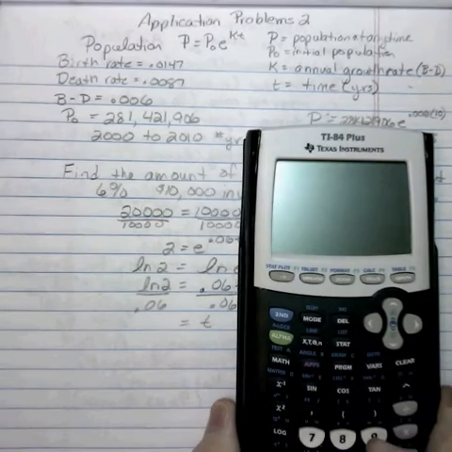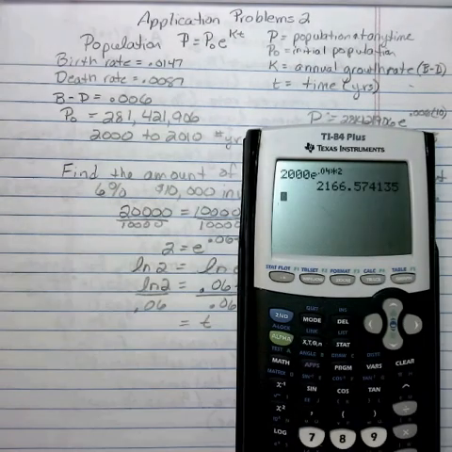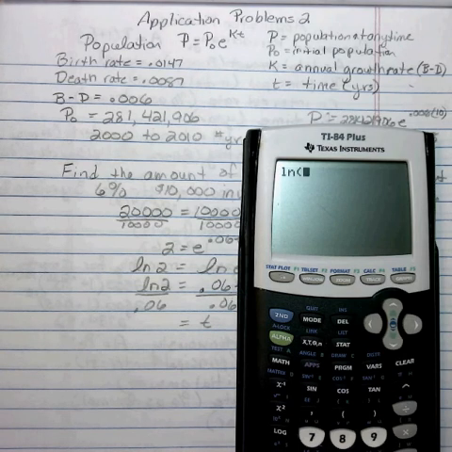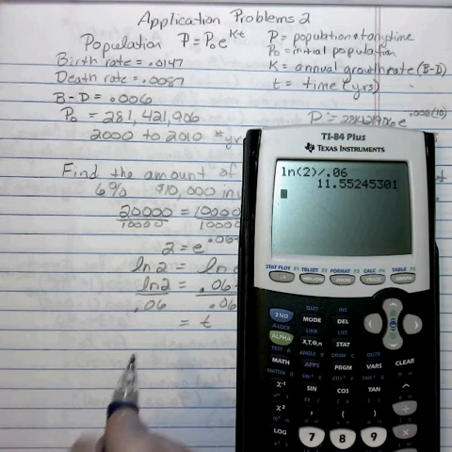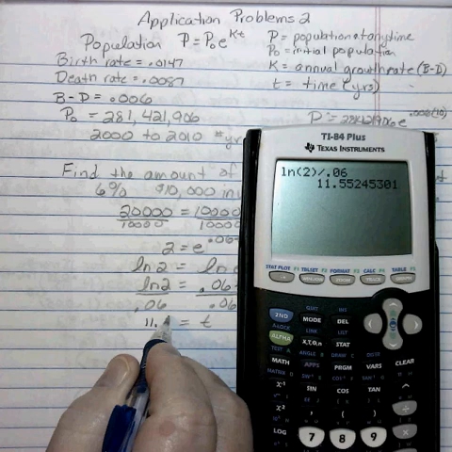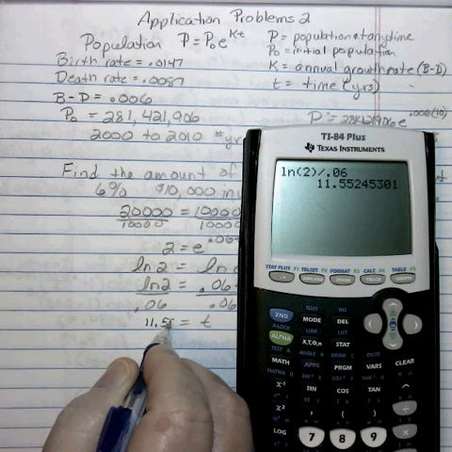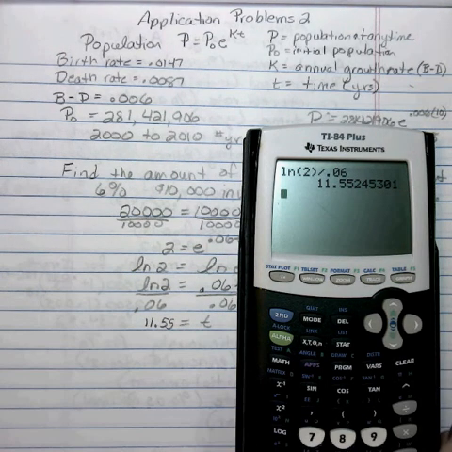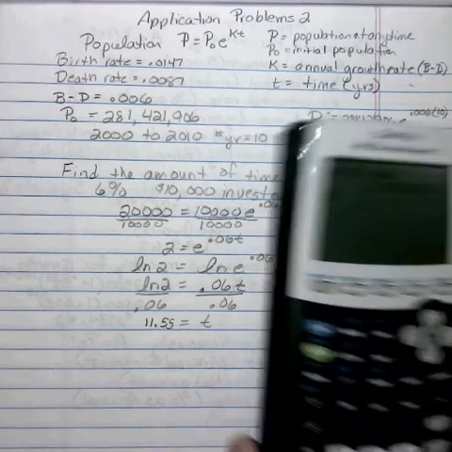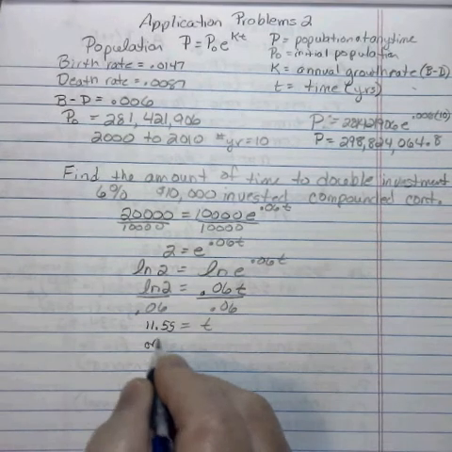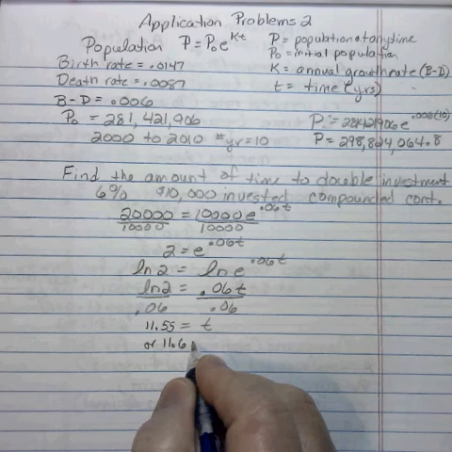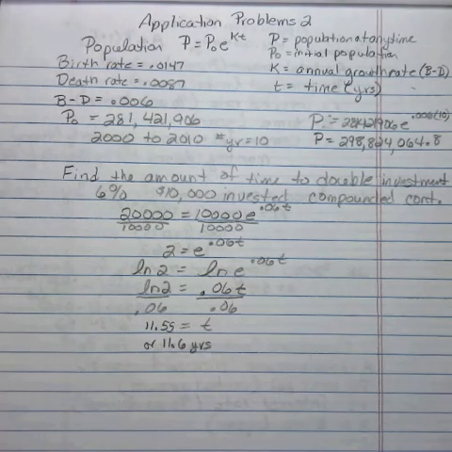And so now we're going to actually calculate that value. The natural log of 2 divided by 0.06 is going to give us 11.55 for our answer, and that's going to represent our years, so we're going to change that to approximately 11.6 years in order for our investment to double.